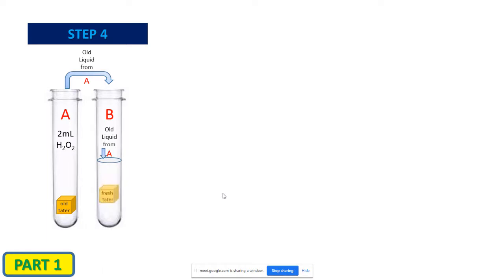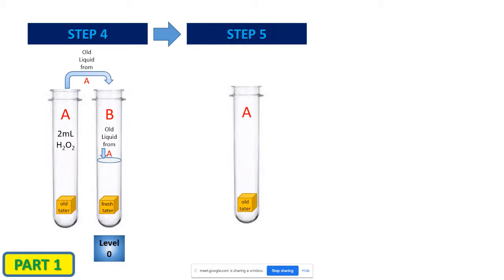Right. Then you're going to put a new fresh piece of potato in there, and you're going to wait to see if there's a reaction. So you're waiting, and you're waiting, and you're waiting. No bubbles produced. So then you can rate that as a 0. There's no reaction whatsoever. Then in the next step, you're going to take the empty A, which just has that old piece of potato in there, and you're going to add another 2 mils of fresh hydrogen peroxide. And what do you know? You see bubbles again.